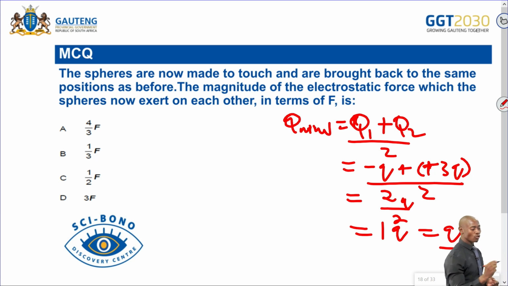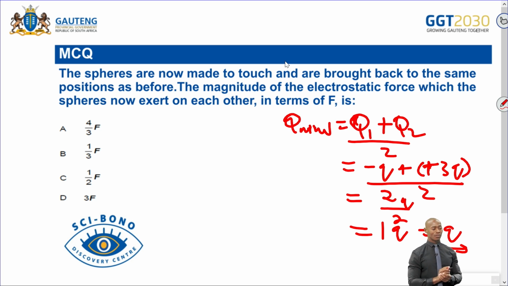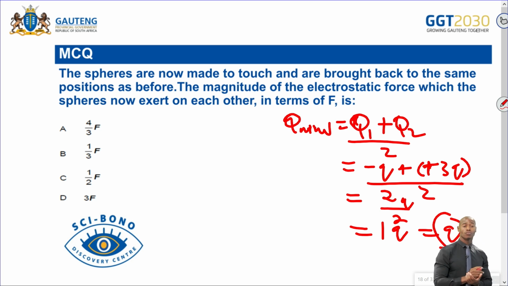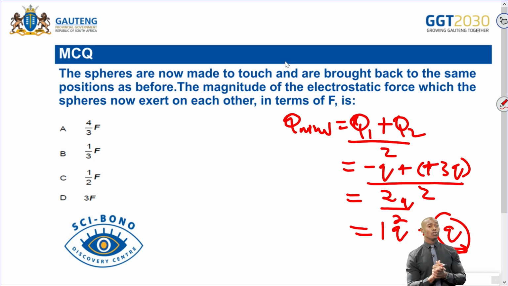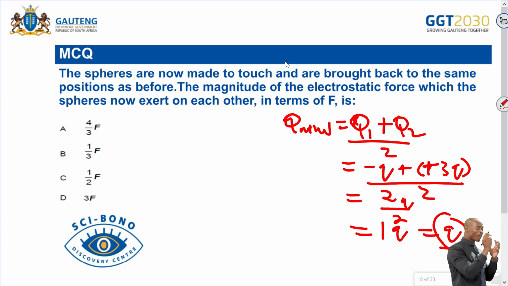All right. So what will be the charge on each sphere after contact? It will be Q. The charge on each sphere after contact will be Q. So sphere A will be Q. Sphere B will be Q. Right. Then what will be the force now?